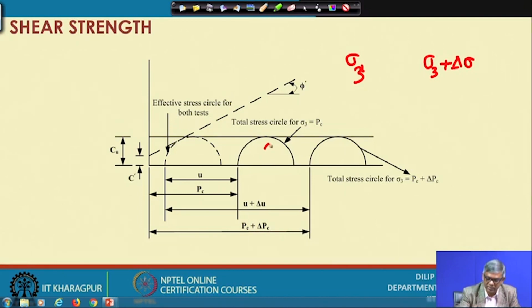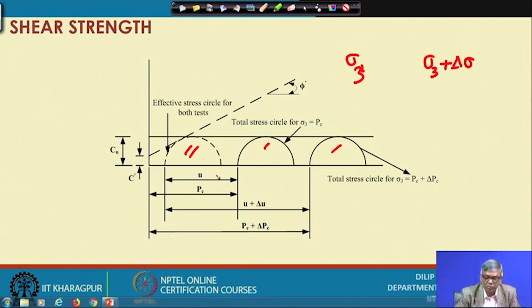So, whether it is this or this, finally, based on measurement of pore pressure, if you find the effective stress circle, then you will get only this one circle for both cases. Any number of tests you do with different values of sigma 3, you will get the single circle, and that circle will not have any phi, and then your failure envelope will be horizontal, and this will be the C, which will be equal to sigma 1 minus sigma 3 by 2, or sigma 1 dash minus sigma 3 dash by 2.